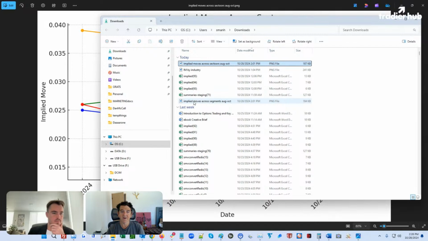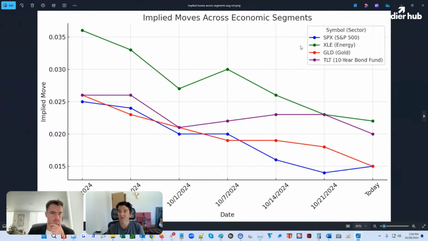Move again across segments. So we saw that XLE was jacked up, and then it has come way down. And my theory is that everything's so low right now. If everything reverted, that would be probably the most profitable one.